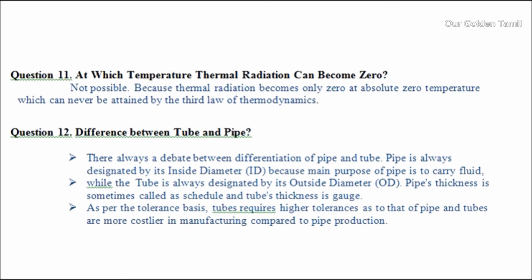There is always a debate between the differentiation of pipe and tube. Pipe is always designated by its inside diameter, ID, because the main purpose of pipe is to carry fluid, while the tube is always designated by its outside diameter, OD. Pipe's thickness is sometimes called schedule and tube's thickness is gauge. As per the tolerance spaces, tubes require higher tolerances than pipe, and tubes are more costly in manufacturing compared to pipe production.